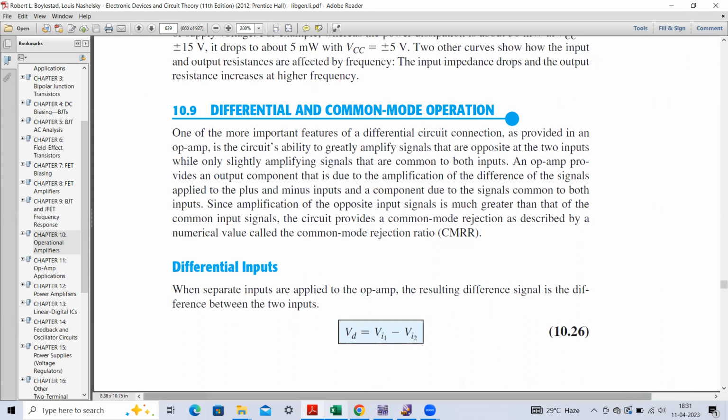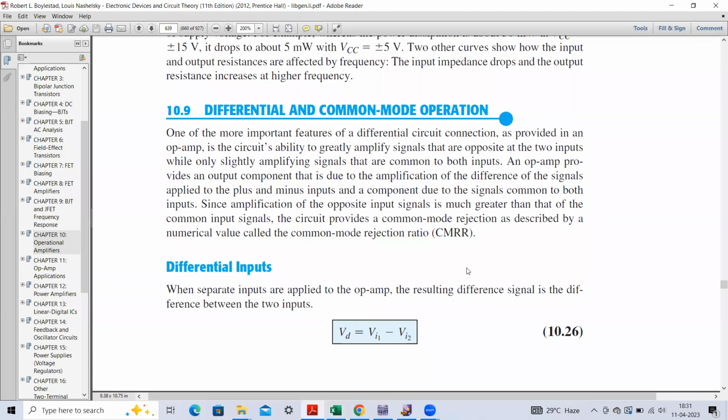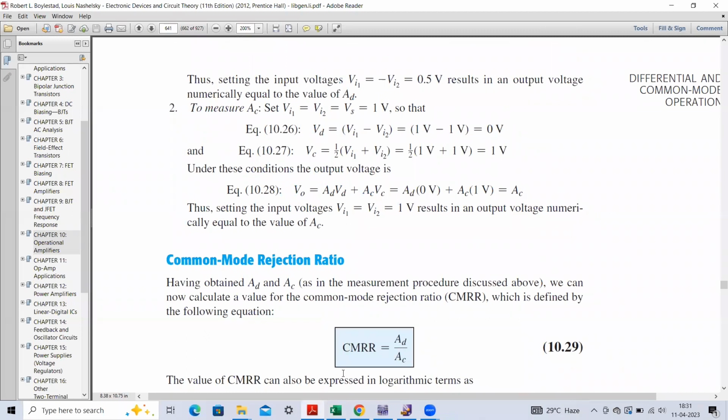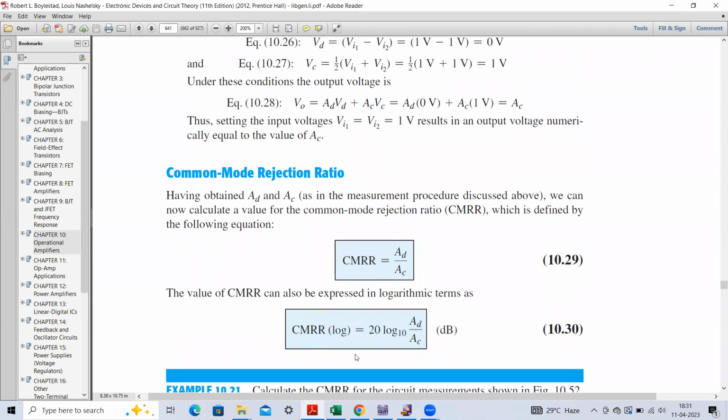First of all, how do we conduct this experiment so that we can practically find the common mode rejection ratio? Normally the common mode rejection ratio is given by the expression AD by AC, which you can also see in this book. AD upon AC is the common mode rejection ratio formula. We can also calculate the common mode rejection ratio in dB, and that formula is 20 log 10 AD by AC. This way we can calculate the CMRR theoretically.